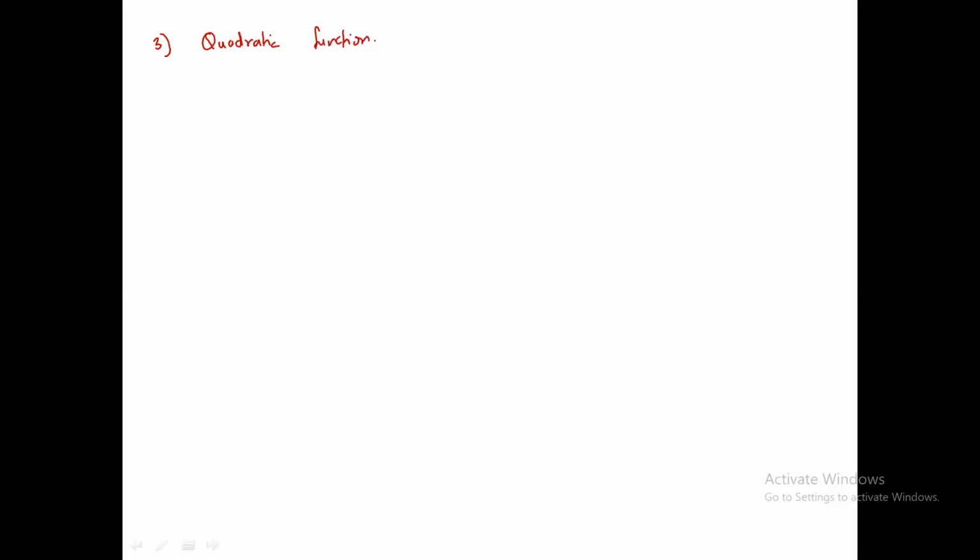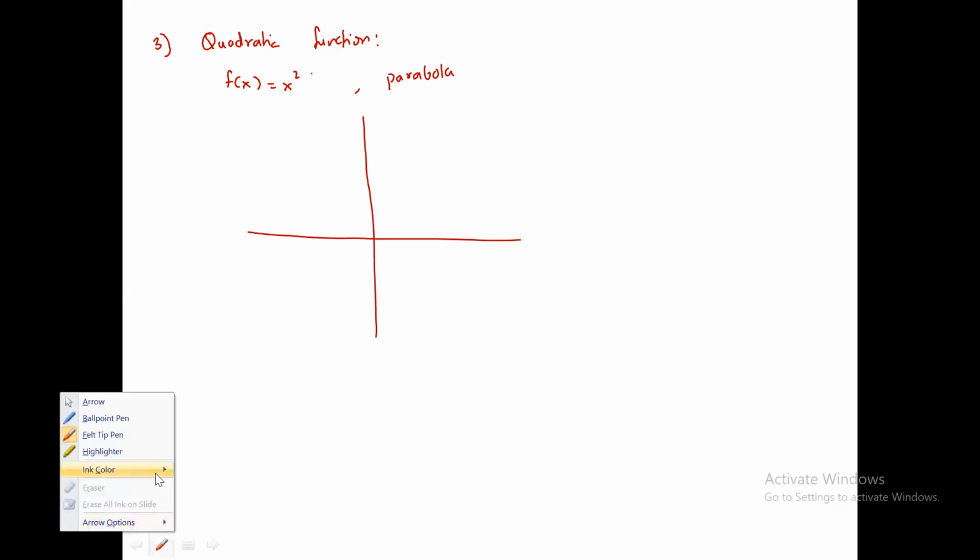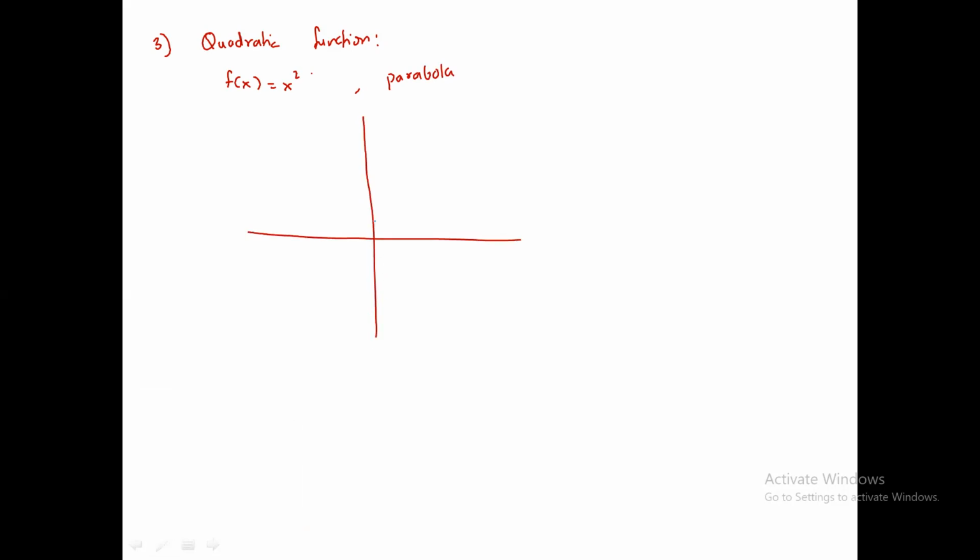So I'll take an example of quadratic function. Let the function be x square. So when it's a quadratic function, it will be a parabola. Parabola means the graph of parabola would be like this. The graph of x square would be like this. Yesterday already we have constructed the table, just we have to put the points.